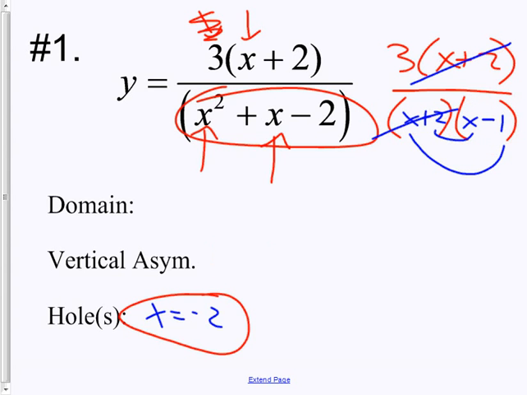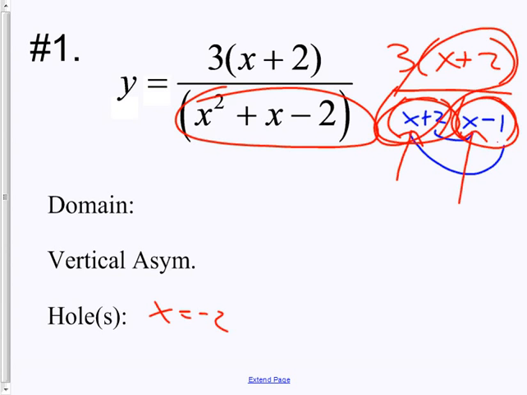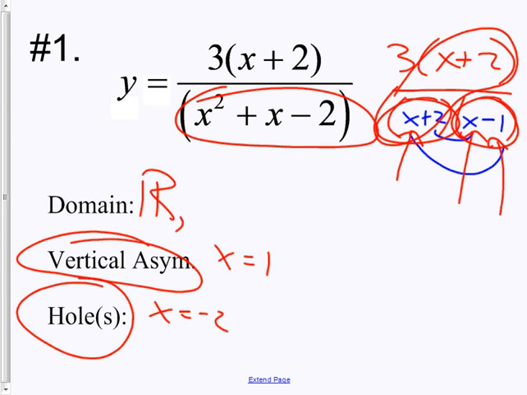And there were 2 things on mine that would crash my function. Get them both back here. These 2 things would crash my function if it was -2 or if it was 1. The hole was the one that was on the top and the bottom. And that would be x equals -2. And the asymptote would be the other one. It didn't cancel. X equals 1. And what's your domain then? Your domain is all real numbers except those 2 things. Except your vertical asymptotes and your holes. So the big R stands for all real numbers, except x cannot be 1 and x cannot be -2. That's all the new stuff for today, and I'm going to explain it a little more thoroughly, but that's all you have to know for today is domain, verticals, holes.